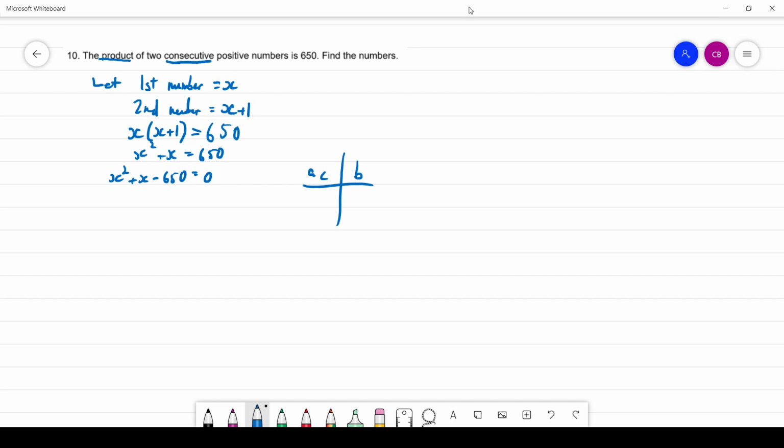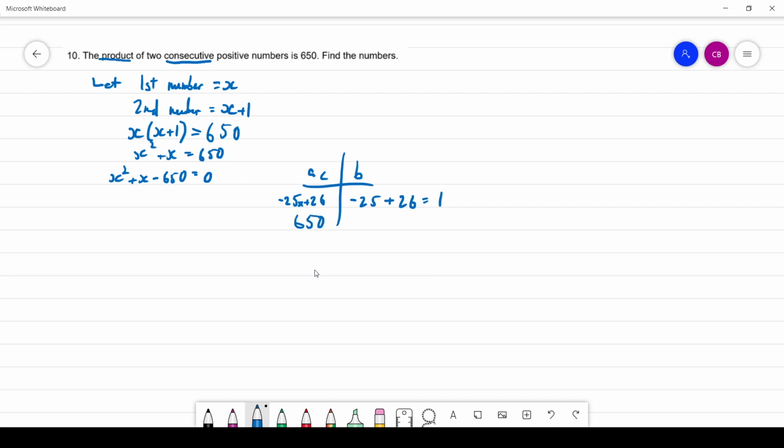How'd you go? Any luck? Maybe, maybe not. Well, I'll tell you what I got. I got 25 and 26. And we have a positive and a negative multiplying together. And when we add them together, negative 25 and positive 26, we will get 1, which is what we want for B. And when we multiply these two, we get 650.